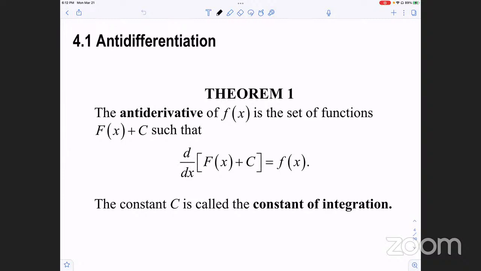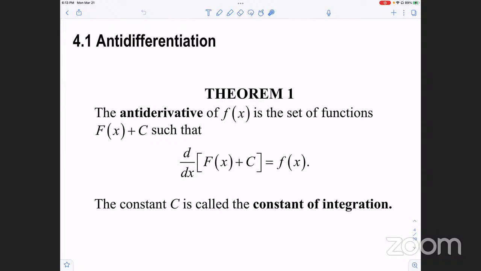So theorem 1: the antiderivative of f of x is the set of functions, capital F of x plus c, such that the derivative of our antiderivative is our original function. The constant c is called the constant of integration.